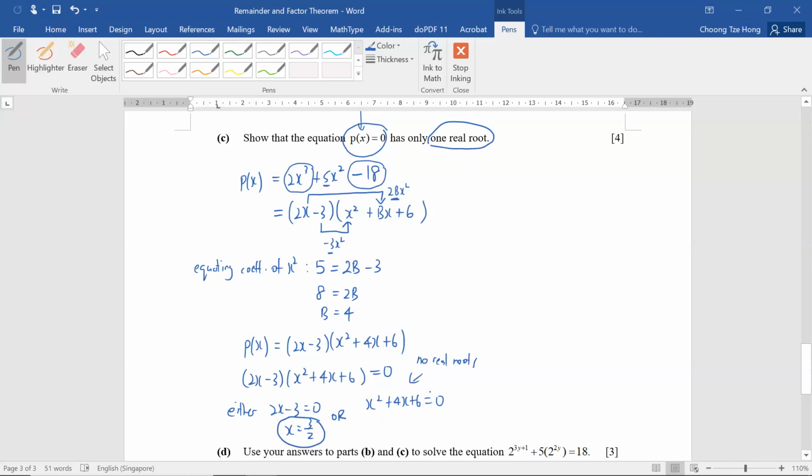So how can we show that a quadratic has no real roots? Do you recall? Yes, we find its discriminant, and the discriminant should be less than 0. So let's go ahead and find the discriminant. I'm going to continue from here.